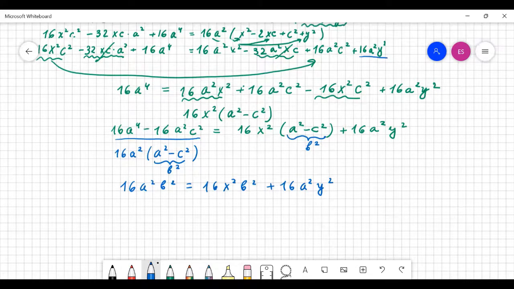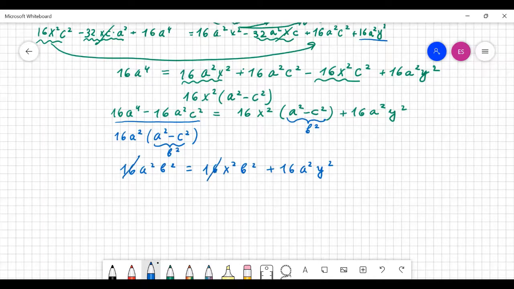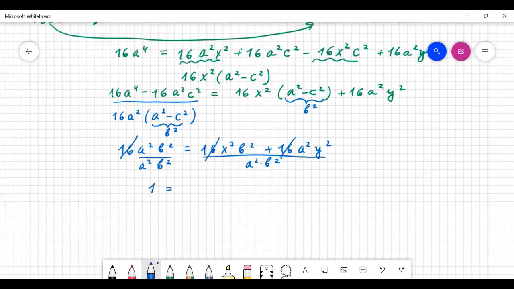We're almost done. Now, what I'm going to do, I'm going to cancel 16 everywhere because it's repeated everywhere, right? Now, I'm going to divide this expression, the left side and the right side, by a squared b squared. Here, I'm going to get just one, right? On this side, b and b squared are going to cancel, and that's going to be x squared over a squared. Plus, here, a and a squared are going to cancel. And I'm going to have y squared over b squared. And that's the final equation of an ellipse.